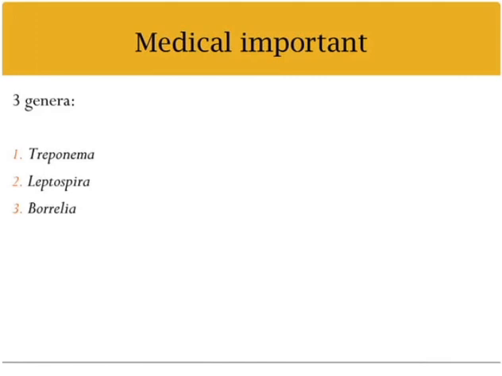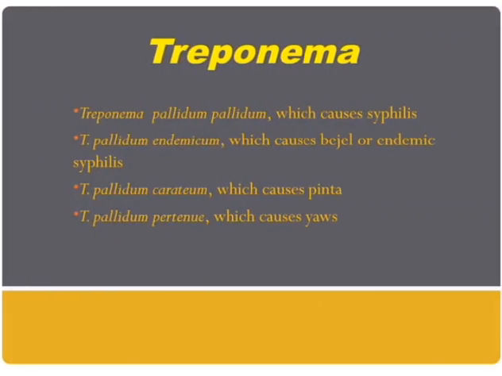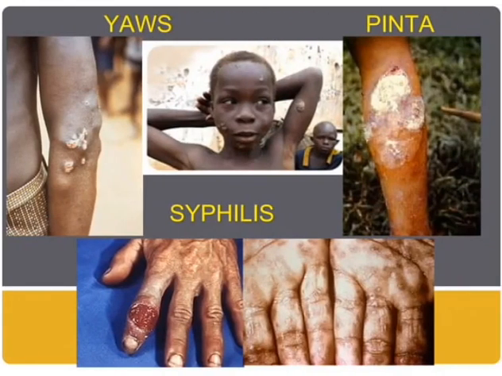Medically important, there are 3 genera: Treponema, Leptospira and Borrelia. Treponema pallidum causes syphilis. Treponema pallidum endemicum causes endemic syphilis. Treponema carateum causes pinta. Treponema pertenue causes yaws. These are all the common diseases caused by Treponema.